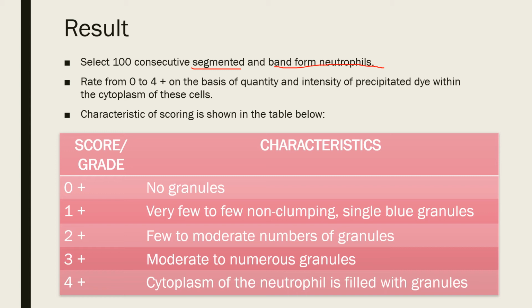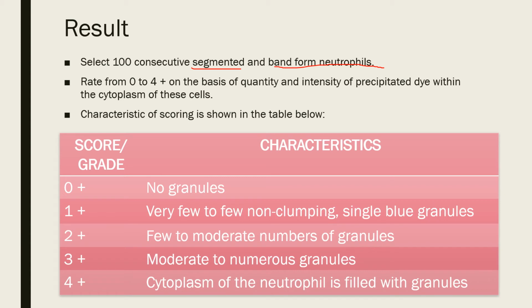So we can see here, when there are no granules, we rate it as 0. When there are very few to few non-clumping single blue granules, we rate it as 1 plus. When there are few to moderate numbers of granules in the white blood cell, we rate it as 2 plus. For 3 plus, we see moderate to numerous granules in the cells. And when the cytoplasm of the neutrophil is filled with granules, we rate it as 4 plus.